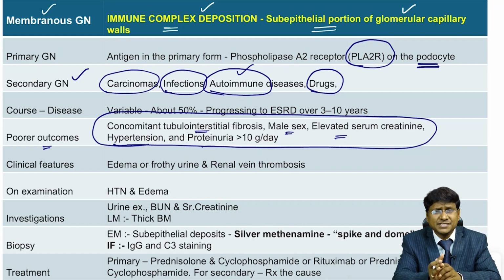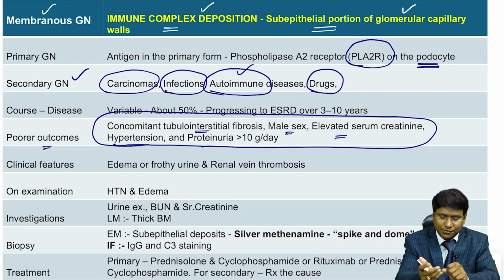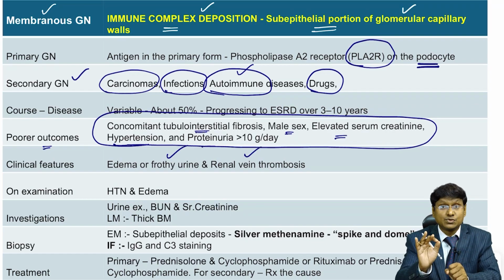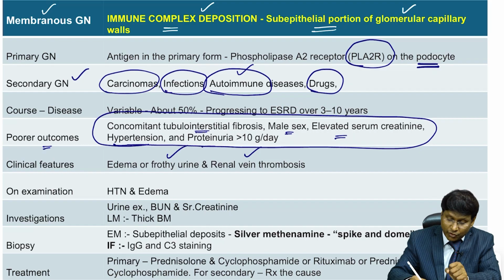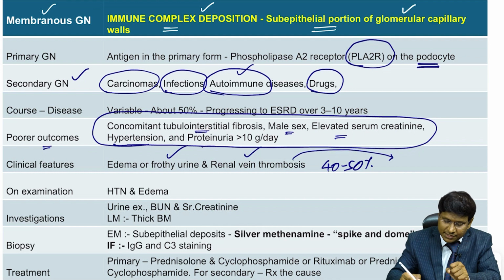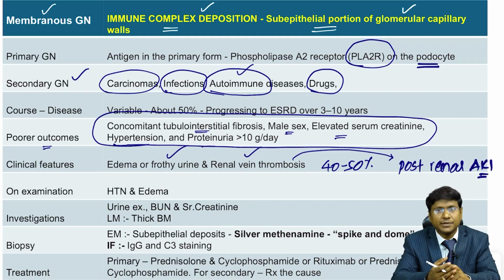What will be the clinical features? These patients, they will have edema, right? And why is that? That is due to proteinuria. They will have frothy urine because the protein is getting excreted in the urine. And these patients with membranous glomerulonephritis, almost 40 to 50% of patients, they are at increased risk of renal vein thrombosis. And this particular renal vein thrombosis is what is responsible for post-renal type of acute kidney injury. Right, post-renal type of acute kidney injury.